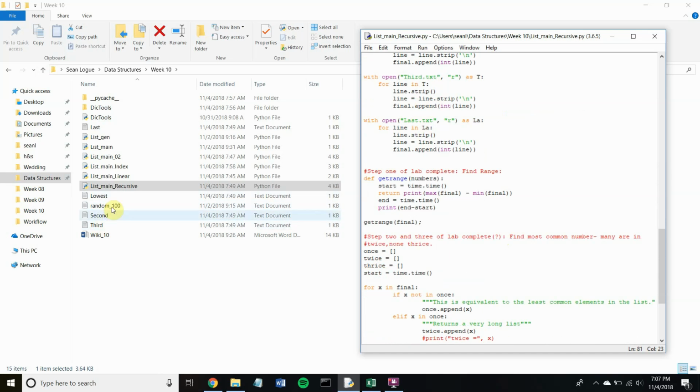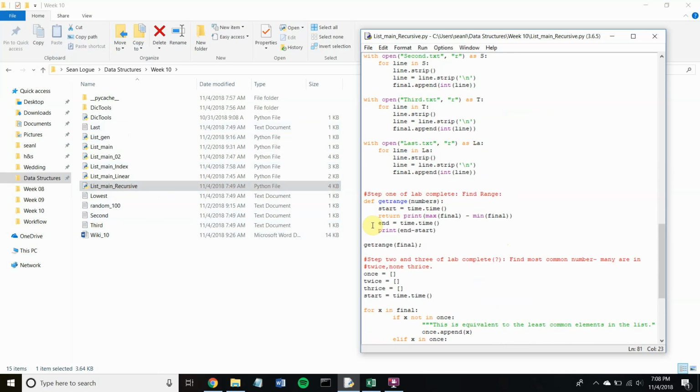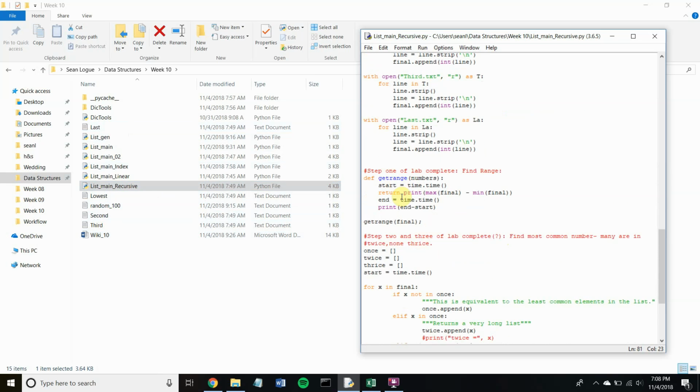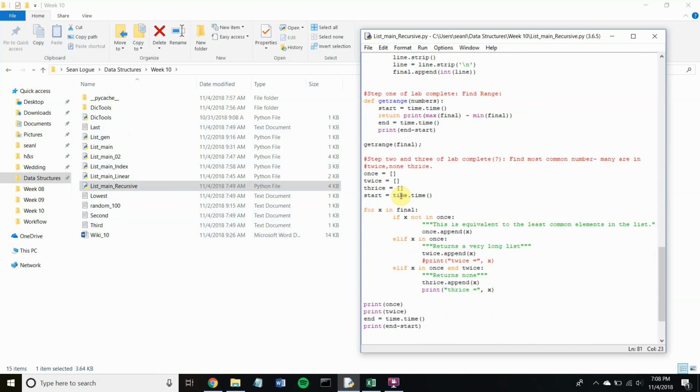But this reads it into different files, lowest, second, third, and last. And then it puts them all together again in the final list. And then I use the same functions I used before. My understanding was that the recursive function, once it was sorted, then just relied on a linear search. So a recursive search, my impression of it was that it was pretty much just a sorted linear search.